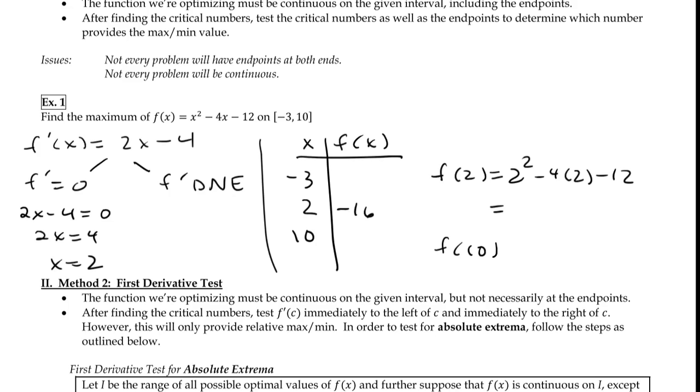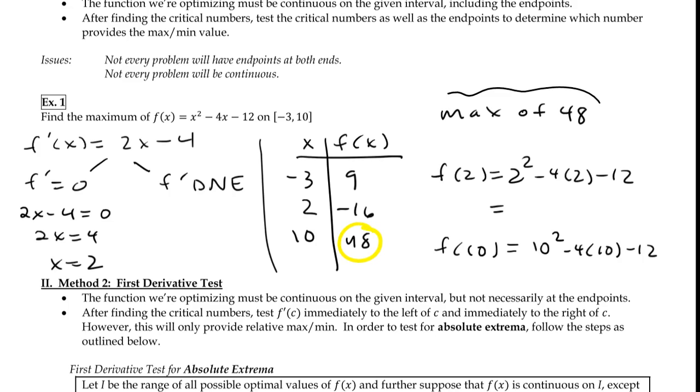F of 10, we sub 10 back into the original function. 10 squared minus 4 times 10 minus 12. 100 minus 40 is 60. 60 minus 12 is 48. You're going to do the same thing for f of -3. If you want to do it on your own, go ahead. It's going to give you a 9. So what would we say? What is the maximum? What is the biggest number? 48. So this function has a max of 48.